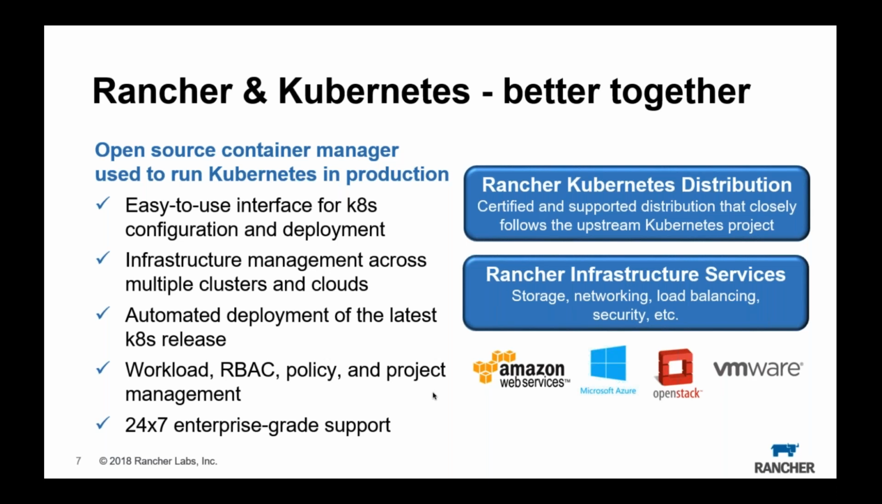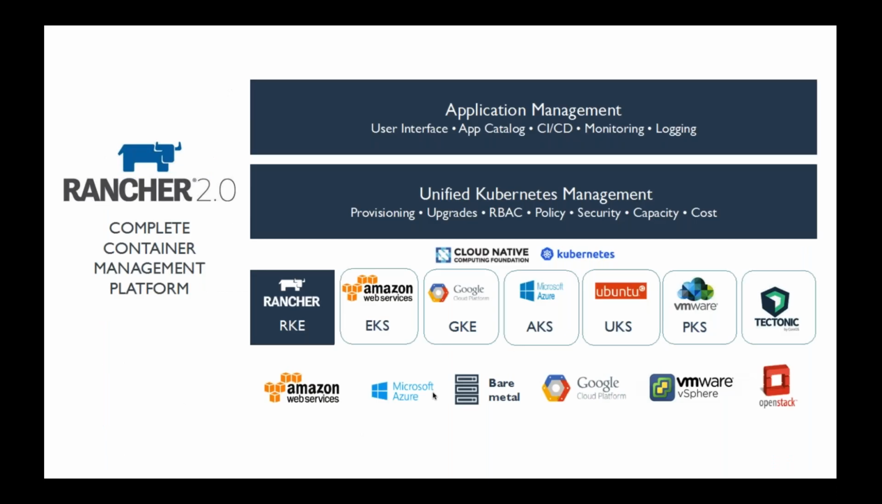We provide automated deployments. As I mentioned earlier, we do keep up with the latest Kubernetes releases. We are going to give you management of workload, RBAC, policy, and project management. A project is a Rancher construct, and we'll be talking about that later on in the demo. We also offer 24/7 enterprise grade support. Everything that you see today in the product is open source. There's no difference between enterprise and our open source software. But if you do want support, we offer that.